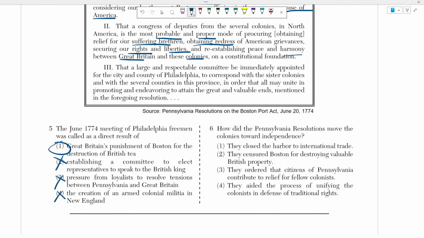It was like, hey, you're unhappy about Britain, I'm unhappy about Britain. Why don't we align together and be against what the British are doing to us? So choice 4, they aided in the process of unifying the colonists to defend traditionalist rights.